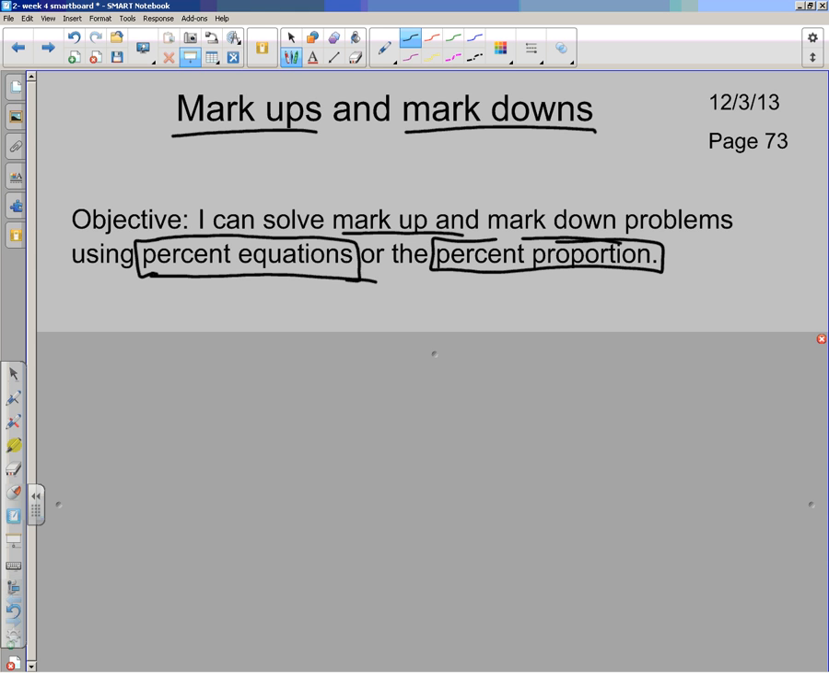This is what you are used to using. It's what you've used before. Make sure you put the date and the page number. It should be December 3rd, and the page number is 73. And if you need to pause the video before we continue, please do so.